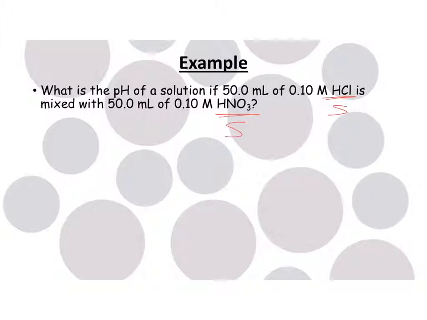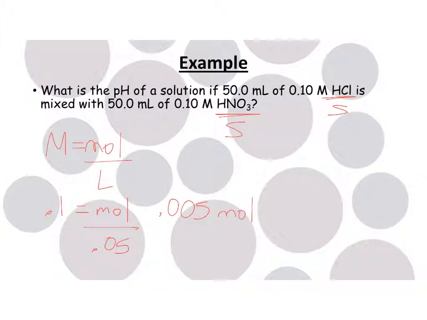So that means that we're going to have to determine the number of moles for both of them this time. So we've got molarity equals moles over liters. So again, I got 0.1 equals my moles over 0.05 liters, which is 50 milliliters. So I get 0.005 moles. Okay, so that's pretty much my HCl, right?